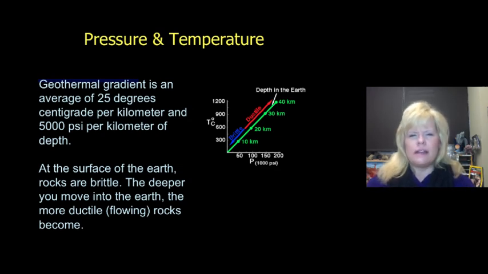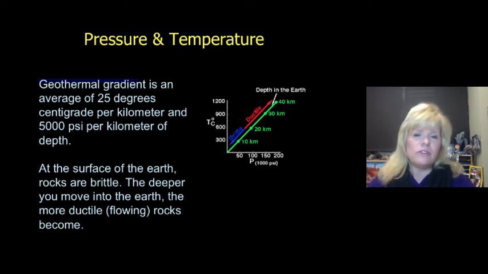Geothermal gradient, you learned about in metamorphic rocks. It represents the temperature change that happens to a rock as it goes down 1 kilometer in depth through the subsurface until it reaches a pretty much stable temperature in the mantle. That's 25 degrees for every kilometer. Well, it also changes in pressure.